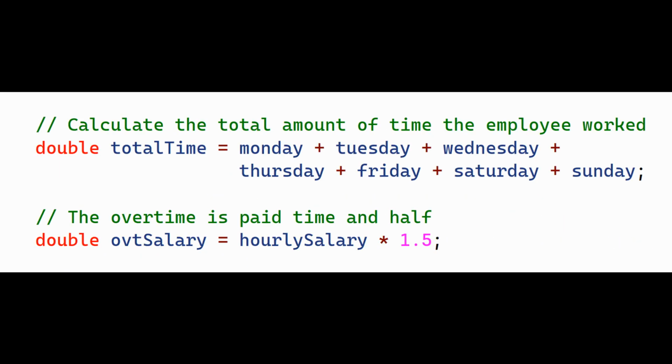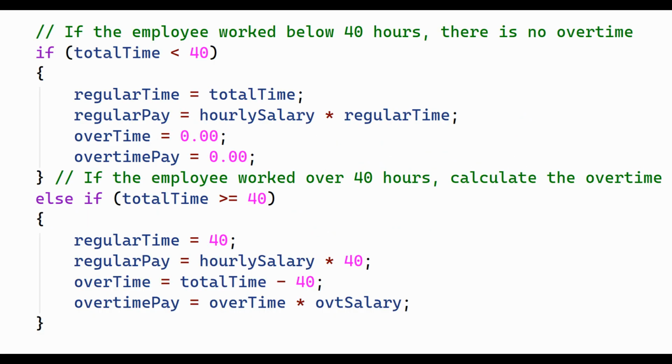For the calculations, we start by adding the time worked for each day to get the total time. For the overtime salary, we will multiply the hourly salary by 1.5. To start, we assume that the employee worked less than 40 hours, in which case the regular time is the same as the total time, and the regular pay is gotten by multiplying the hourly salary by the regular time. But if the employee worked overtime, which is greater than 40 hours a week, then the regular time would be 40 hours for the week.